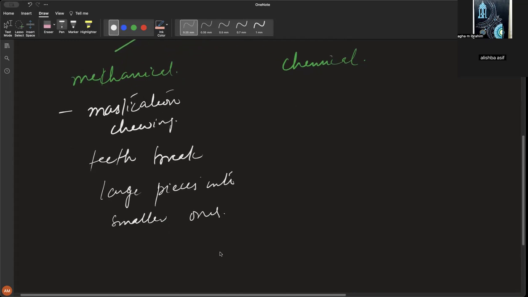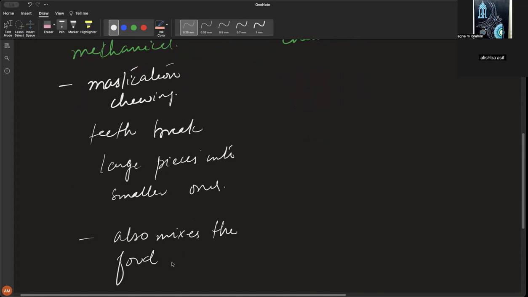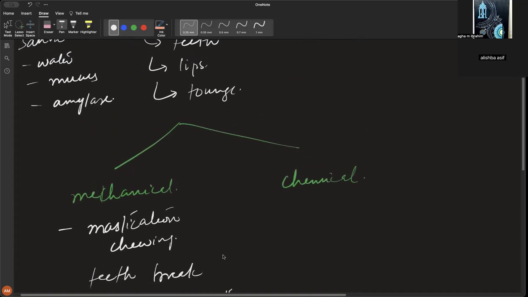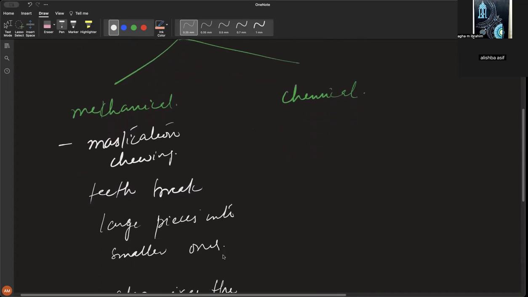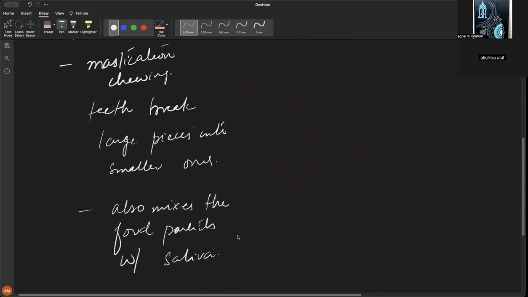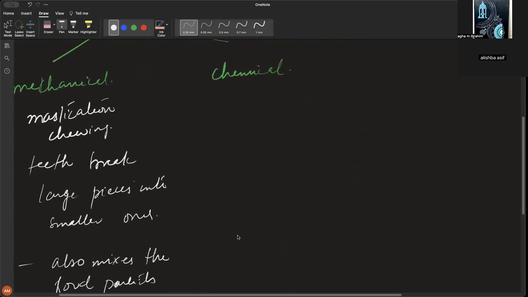Secondly, there's not only this, it also mixes the food particles with saliva, right? The teeth, they chew, they roll the food around and they mix them with the saliva. And in saliva, there is water, right? So this is where the chemical digestion starts.